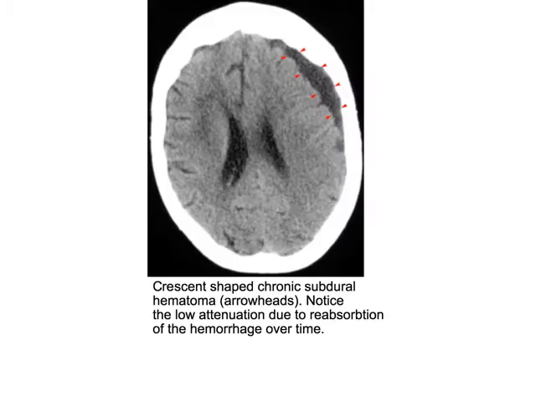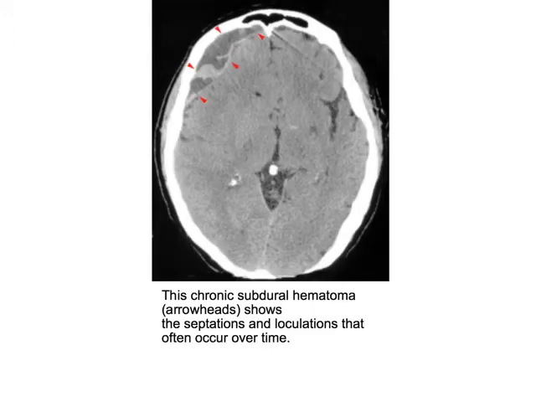So here's a chronic bleed here. So this has been going on for several days. And the primary thing to note is it still is that crescent shape. It hasn't passed over the reflective area of the dura mater, and it has a low attenuation due to reabsorption of the hemorrhaging blood.